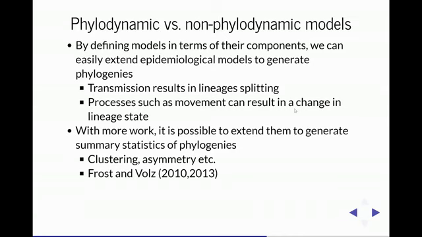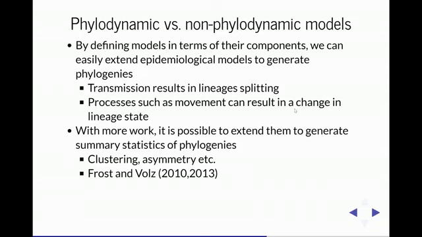So to go from an epidemiological model to one that's phylodynamic, we have to consider those processes that result in branching in the phylogeny, and that's transmission, as well as processes such as movement that can result in a change of state. So a lineage might change from one location to another.